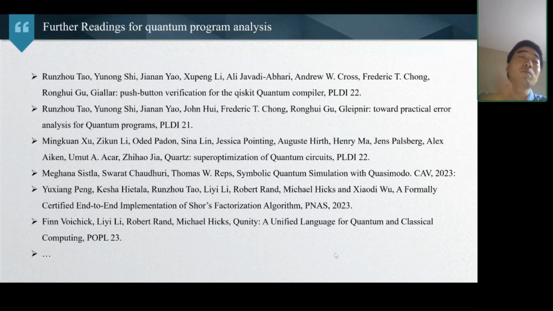So these are the further results. For me, there are many interesting papers on quantum program analysis recently, and yeah, I list a very incomplete list.